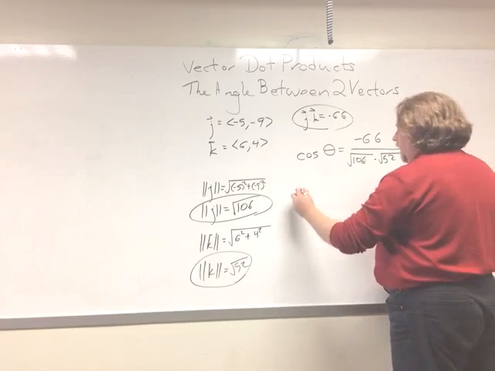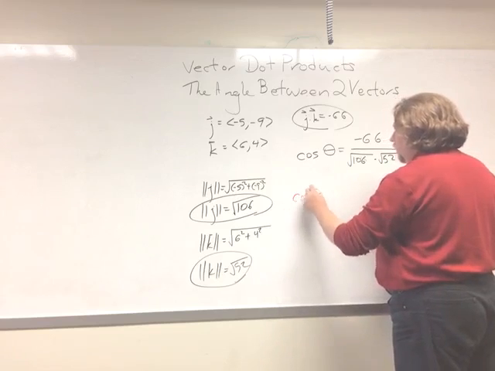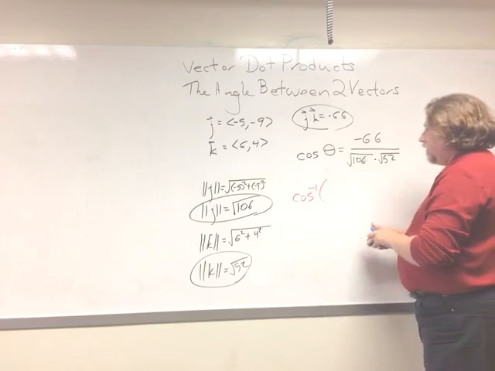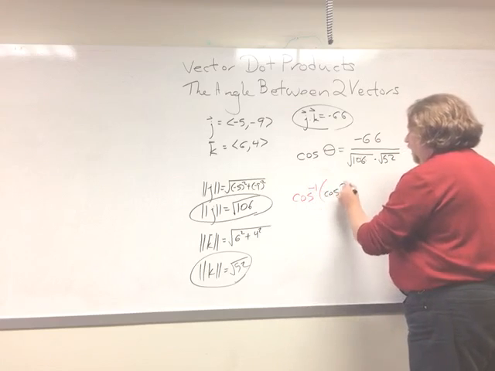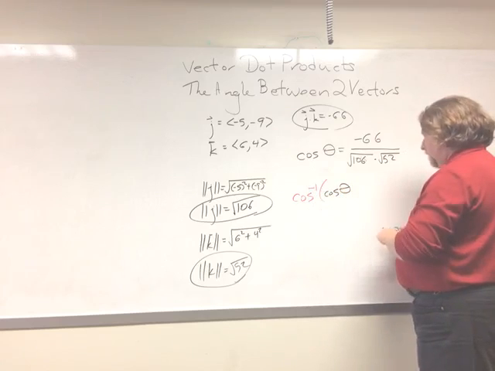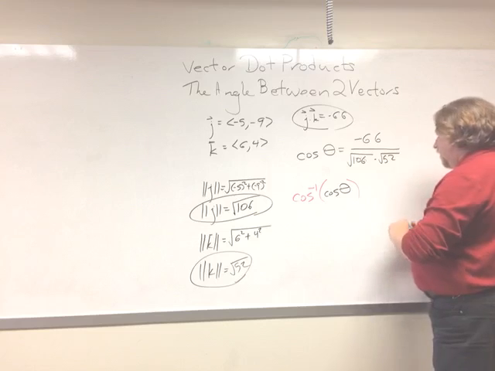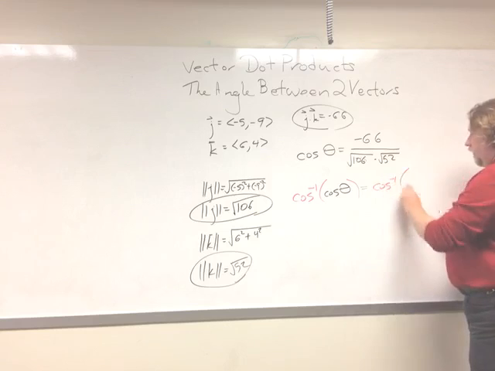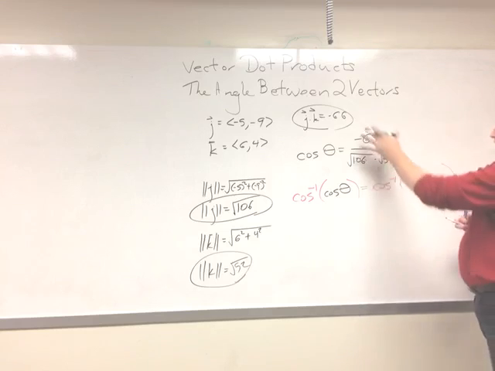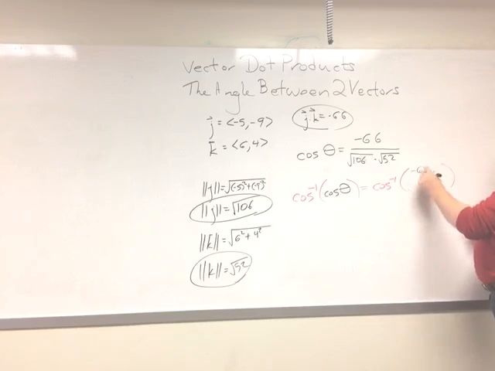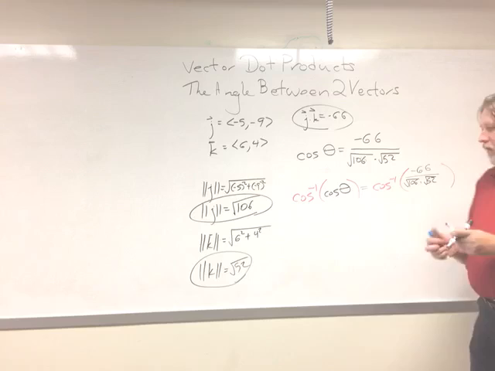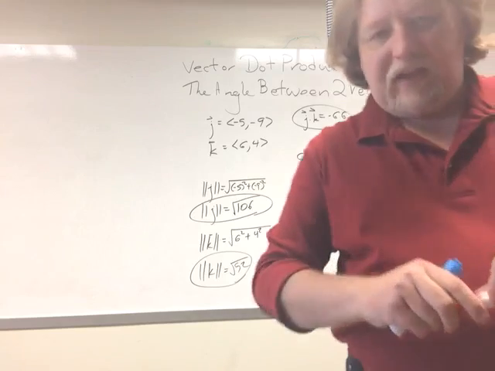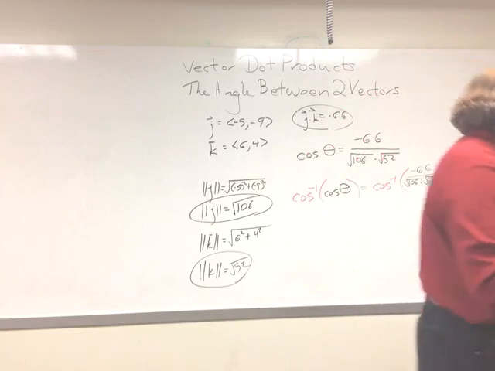So I'm now going to take the cosine inverse of cosine theta, which equals the cosine inverse of this side of the equation, -66 over square root 106 times square root 52. And now it's going to be time for a little calculator work. I can't really do that in my head.